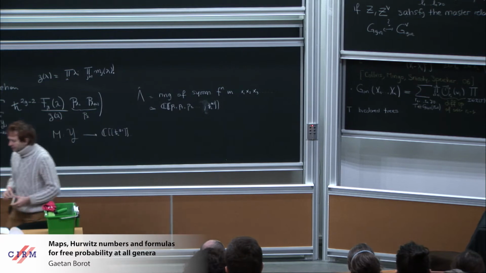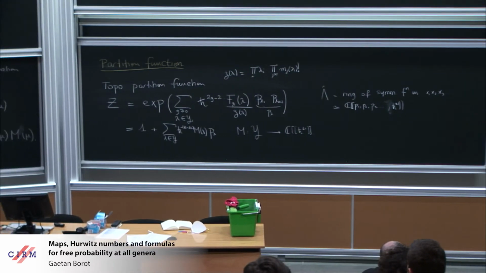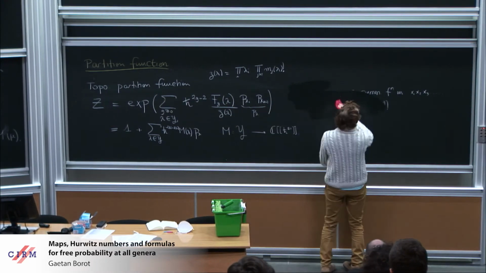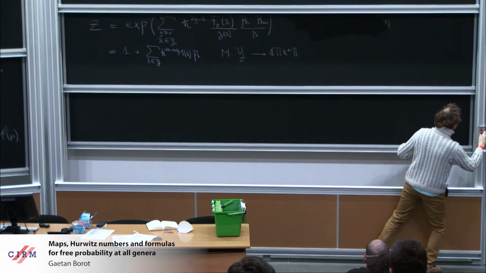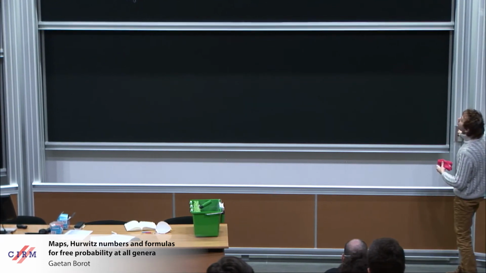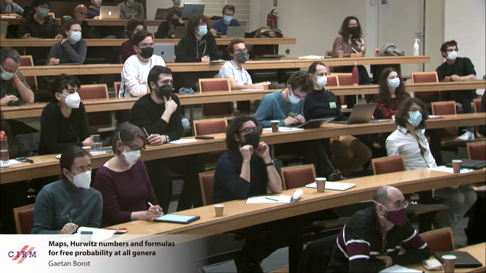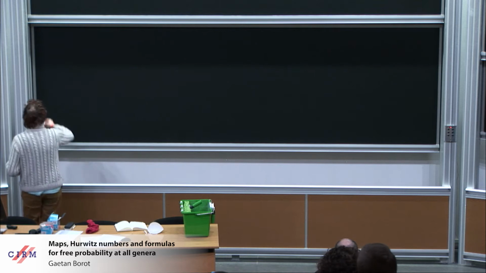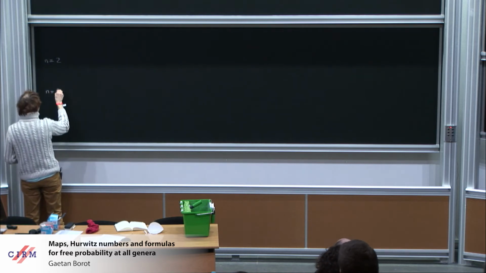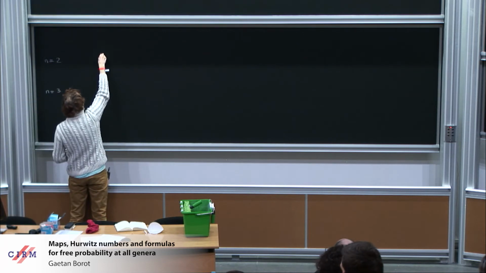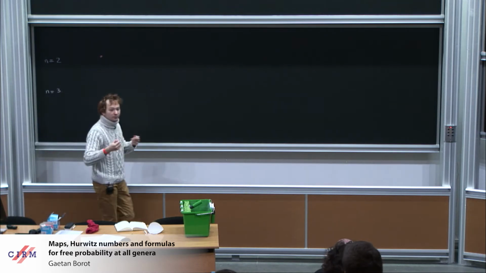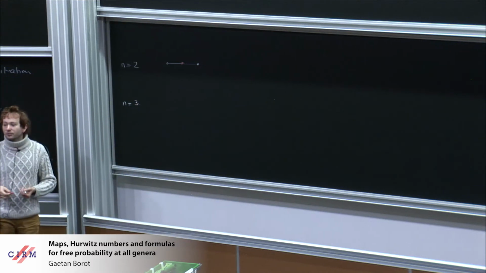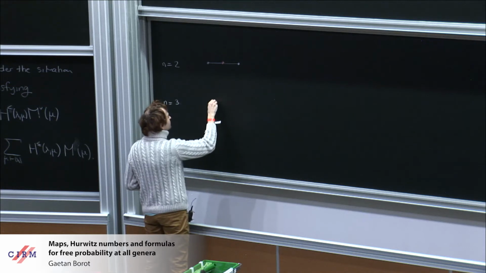I'm going to give some examples now. So bicolored trees, I'm going to say what happens for n equal 2, for n equal 3. So you have vertices which are red and vertices which are blue. It's bicolored, so red can only be connected to blue. So that's the only one there will be for n equal 2. And for n equals 3, I have that.